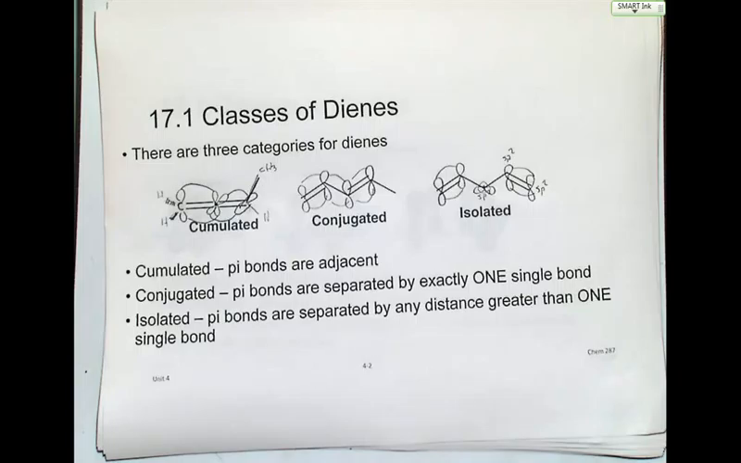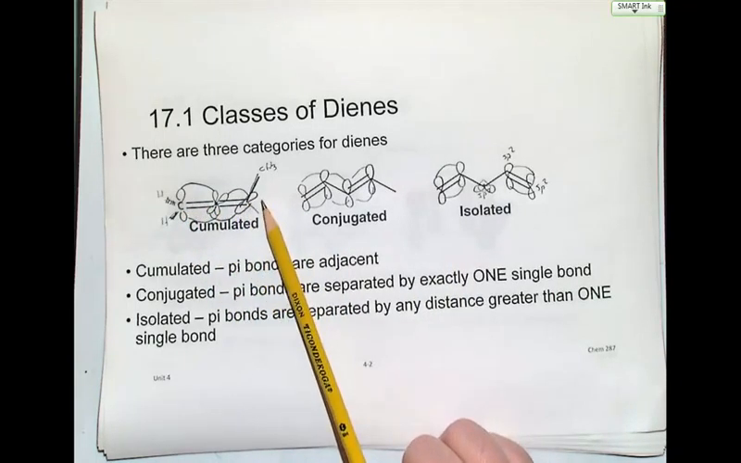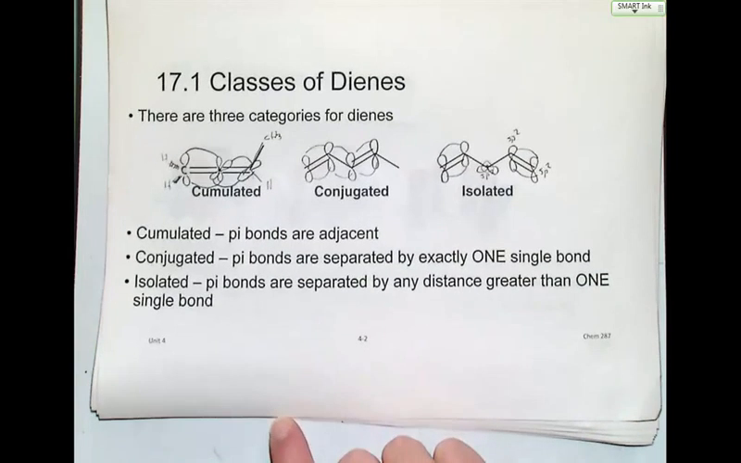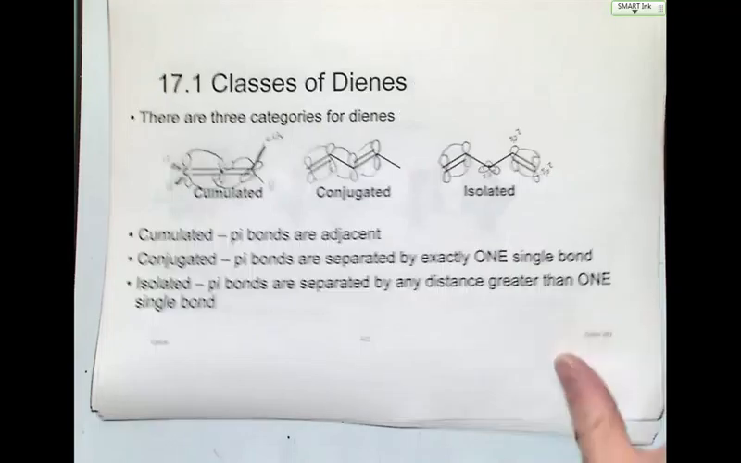Is it possible that they could be? Yeah, because we have a continuous array of p orbitals available for the electrons to do resonance through. And we can draw resonance forms through that. So those are the three types of dienes.